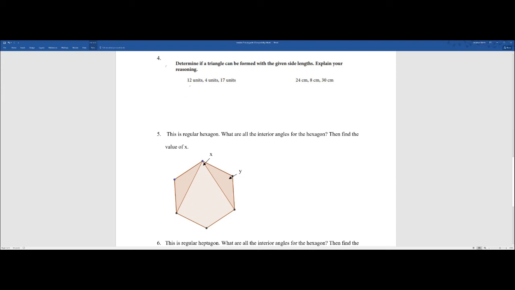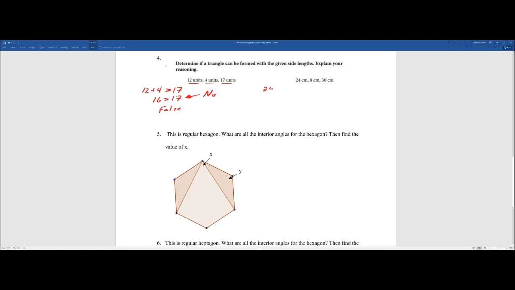the third side. So we're going to test the 12-sided leg plus the 4-sided leg, and it should be greater than the third leg, which is 17. But as you can see, 16 is not more than 17. That is false. Okay, so no, you can't form a triangle with these measurements. Why? Because if you try to add up two of the given sides, you get a false statement. So no, that won't work. Let's try the next one.